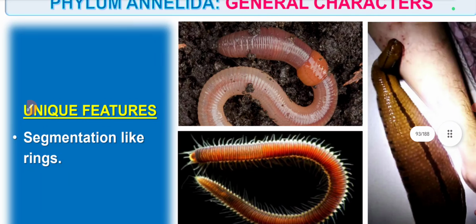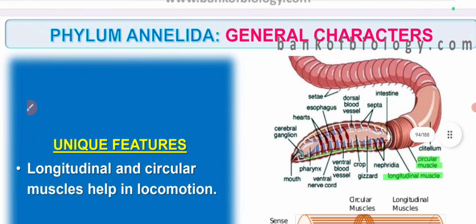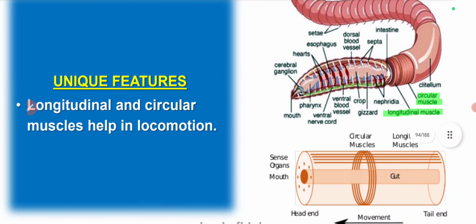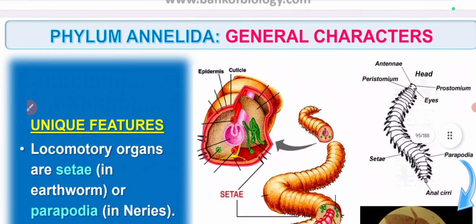Unique features: the body has different types of segmentation, as you can see in the diagram, with rings present in the body. Some other unique features: longitudinal and circular muscles, which help in movement or locomotion.